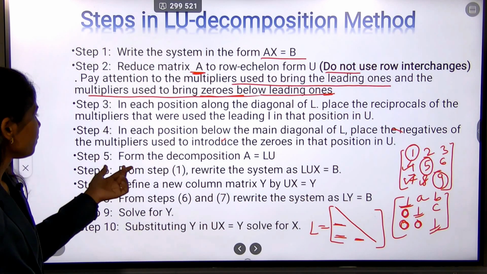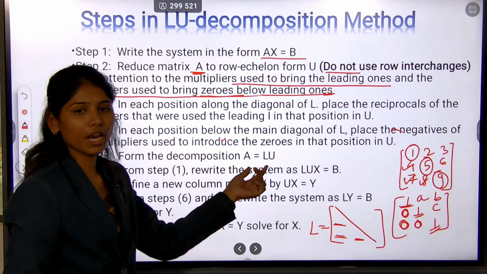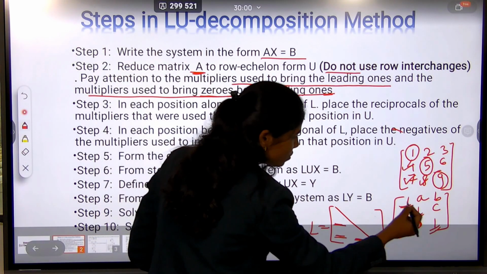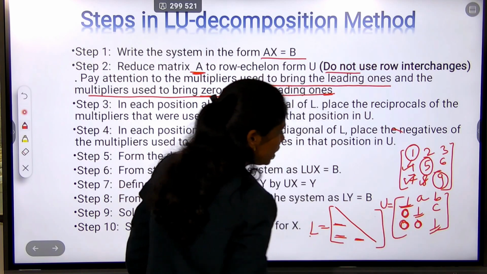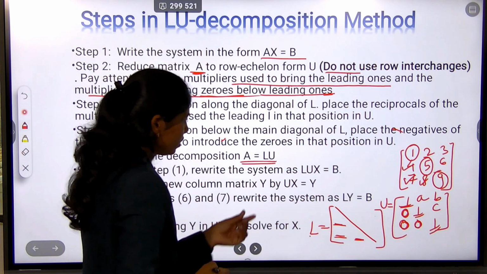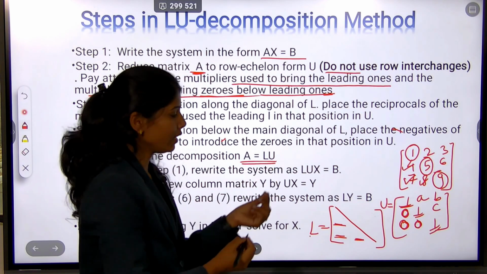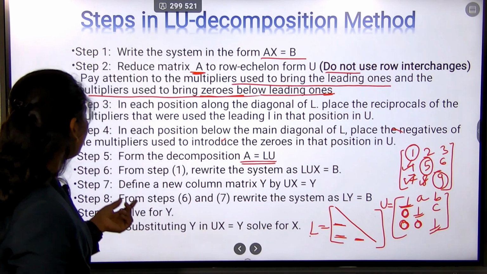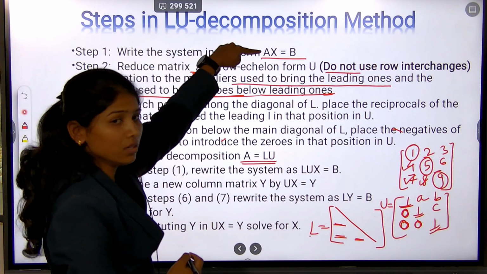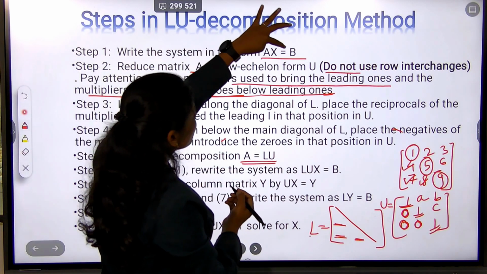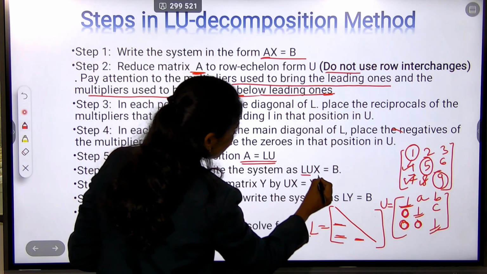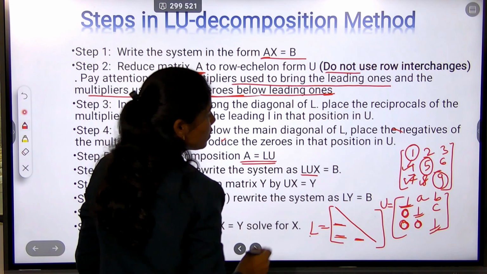After that, form the decomposition A equal to LU. So we get L, and the row echelon form is U. In this way we can write A equal to LU. If we multiply L into U, we get matrix A. Then write this A equal to LU in your equation. Here Ax equal to B, so the value of A is LU, and write X as it is, equal to B.